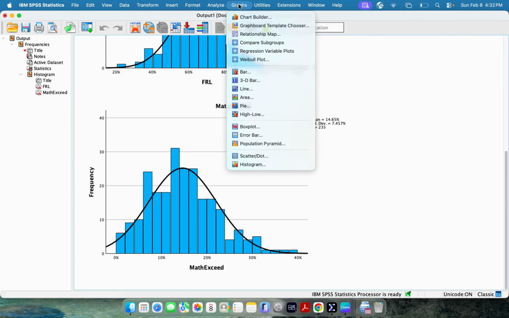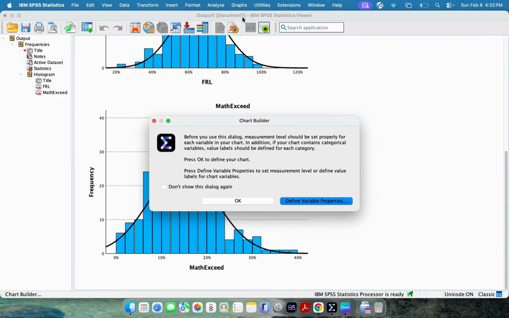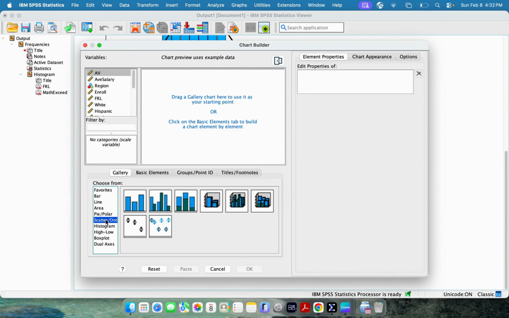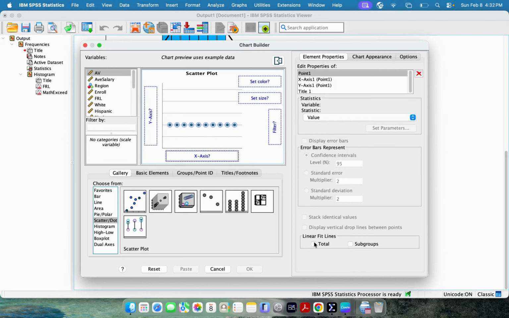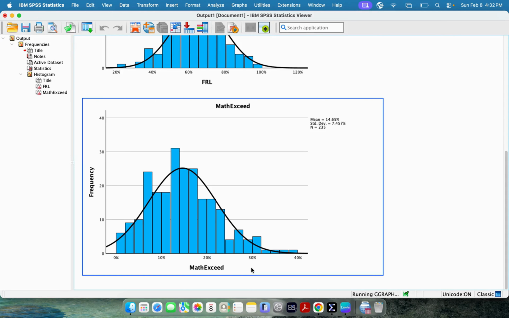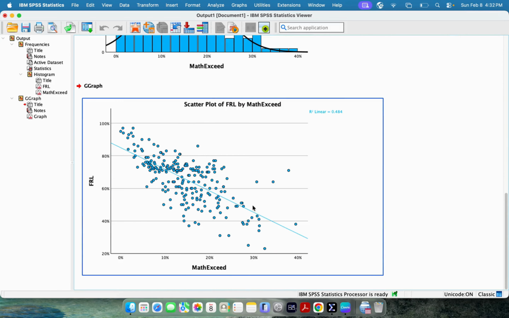So I'm going to select Graph, Chart Builder. I'm going to look at a scatter plot. I am going to select total right here for the linear fit lines. Then I'm going to drag over my free and reduced lunch and my math exceeding. I'm going to click OK and take a look at this.